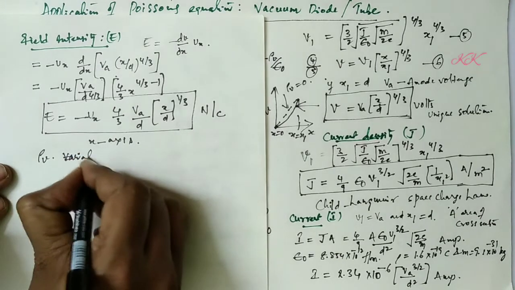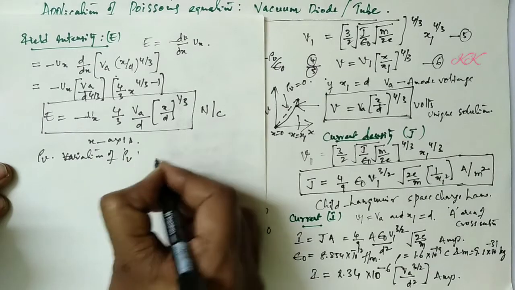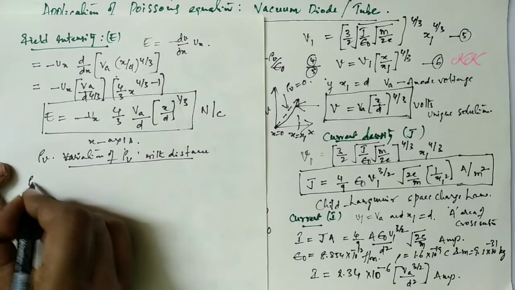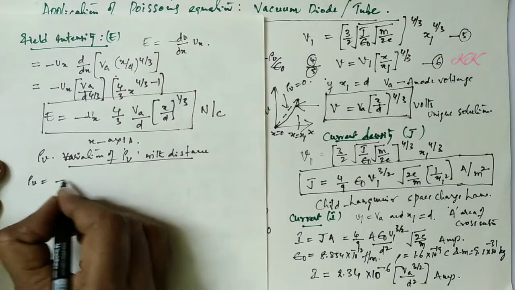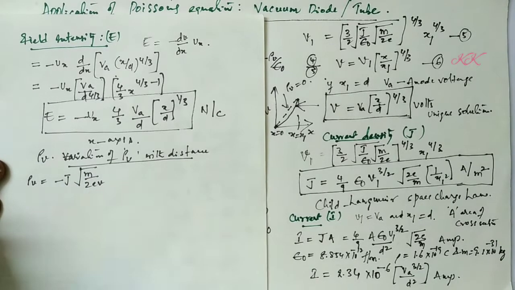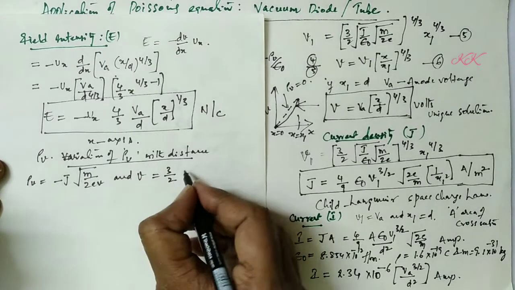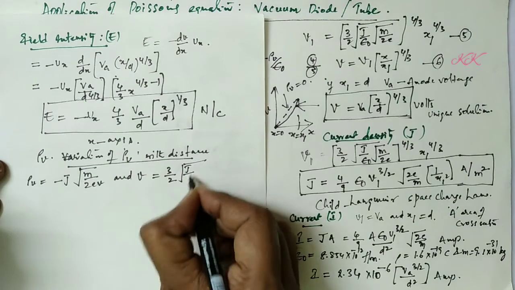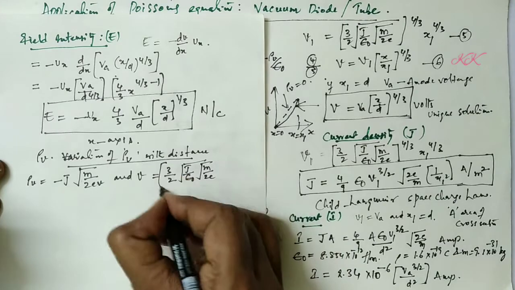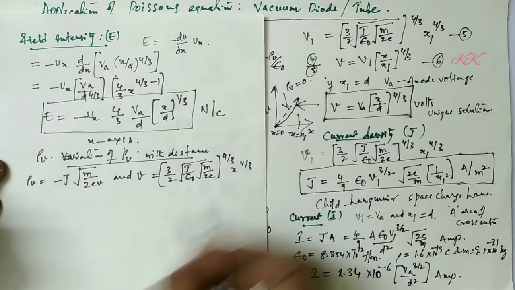Variation of rho v with distance. Rho v equals minus J square root of m by 2eV, and V equals 3 by 2 square root of J by epsilon naught, square root of m by 2e, whole to the power of 4 by 3, x to the power of 4 by 3.